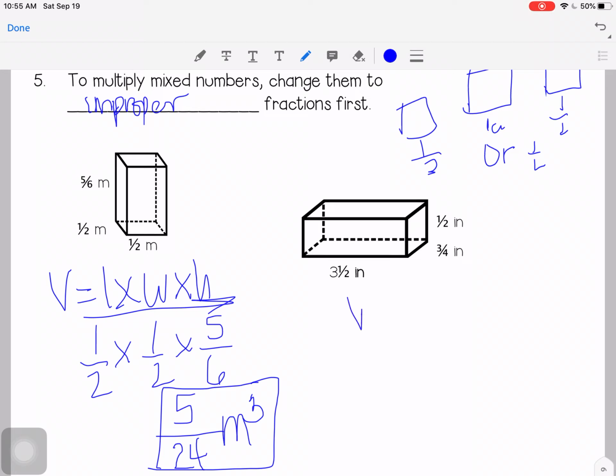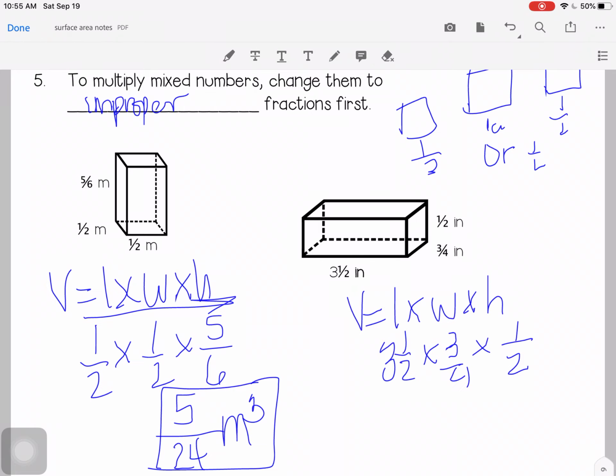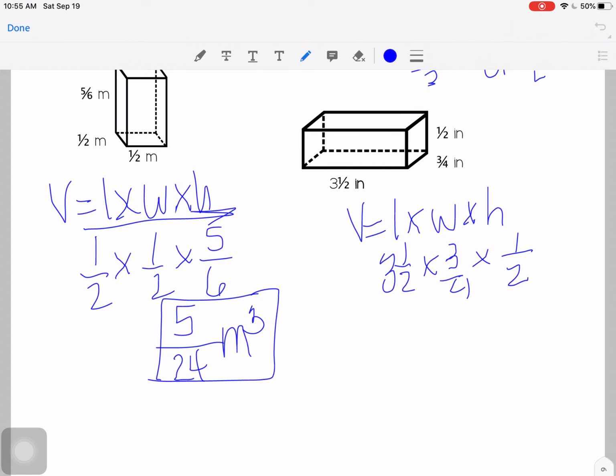All right, the formula is the same. Length times width times height. So we have 3 1/2 times 3/4 times 1/2. And remember, we have to change mixed numbers into improper fractions. To do that, we multiply 3 times 2, which is 6, plus 1. So that gives us 7/2 times 3/4 times 1/2. We get 7 times 3, which is 21, times 1, which is 21. 2 times 4 is 8, times 2 is 16.